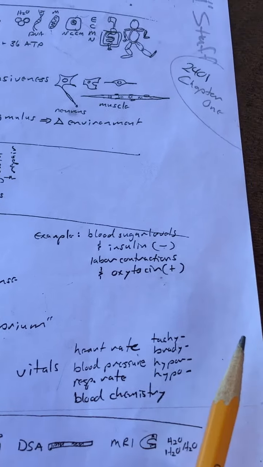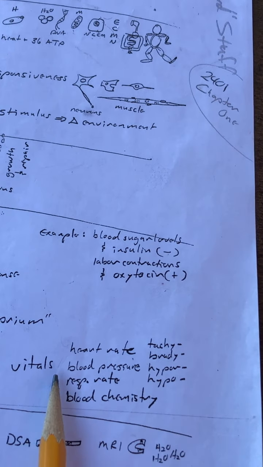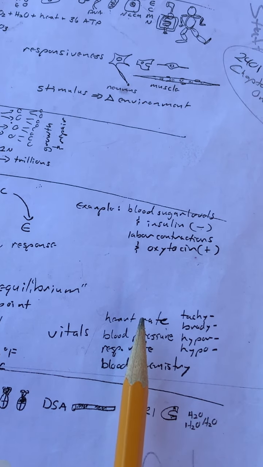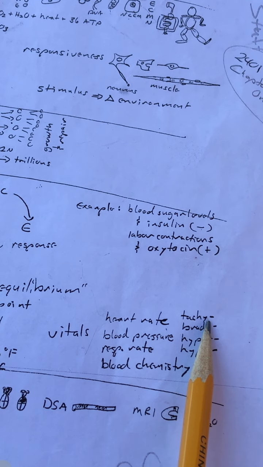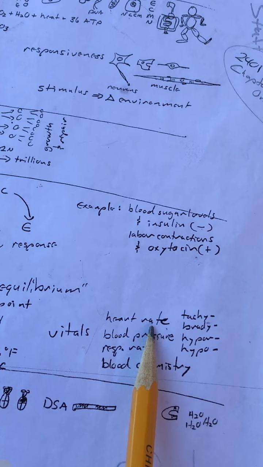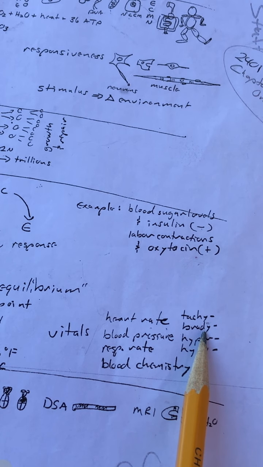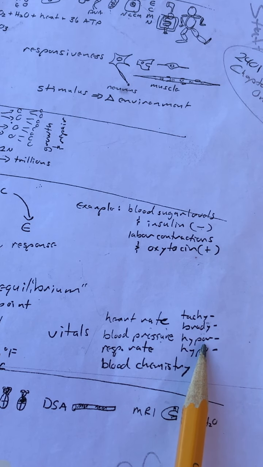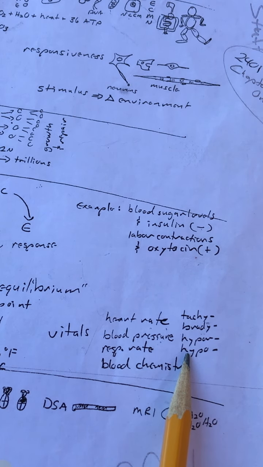Okay, some other ranges that we need to know right here are part of the vital signs that you might take when somebody comes into a clinic. So heart rate. If you have a higher than normal heart rate, it's called tachycardia, fast heart rate. If it's slower than normal, it's called bradycardia. For blood pressure, if your blood pressure is higher than normal, that's hypertension. Lower than normal is hypotension.